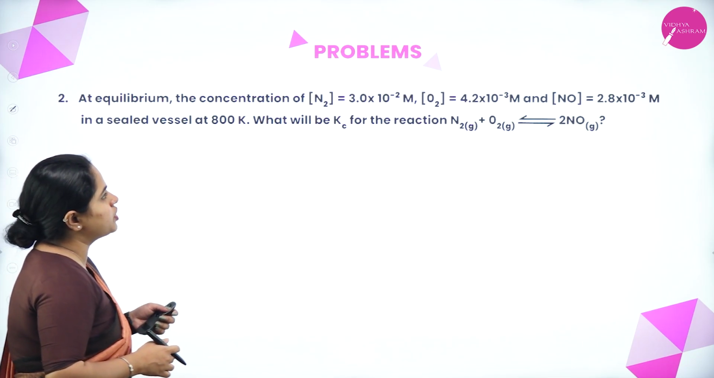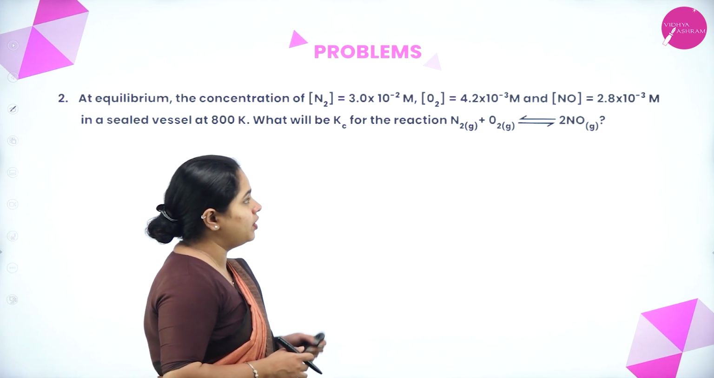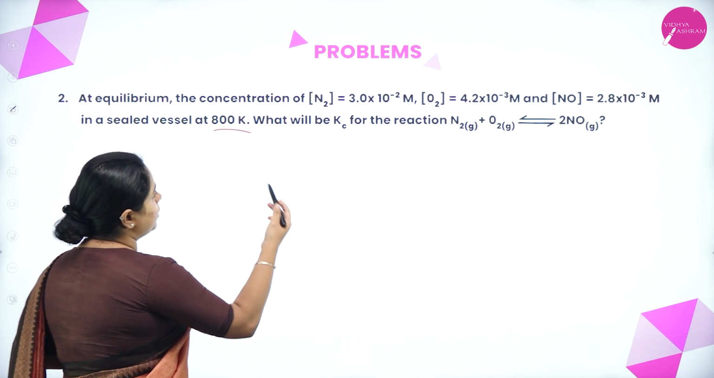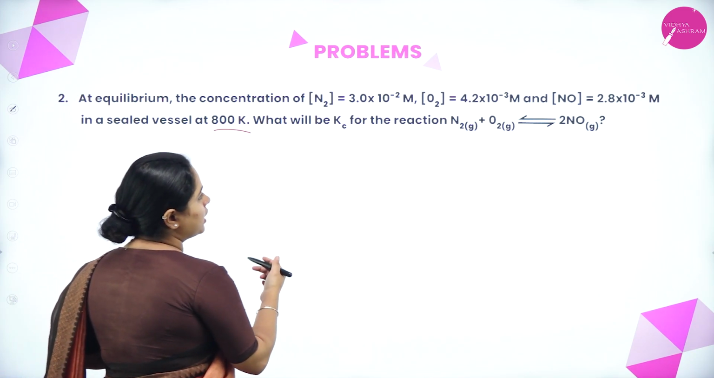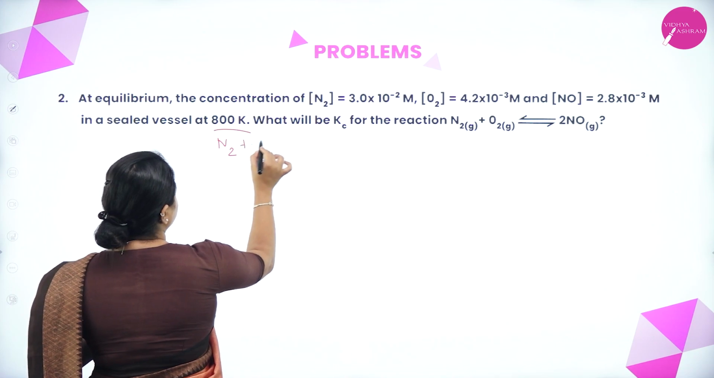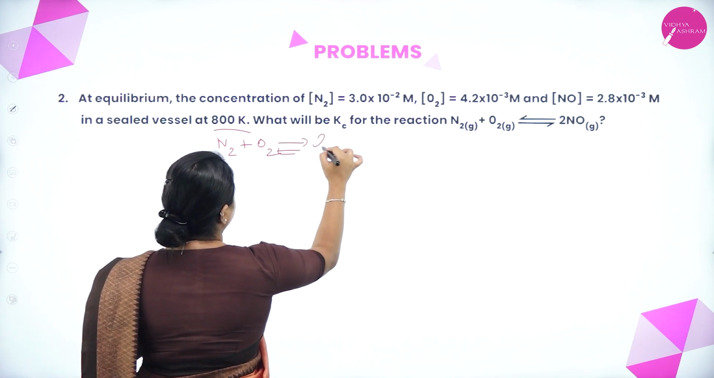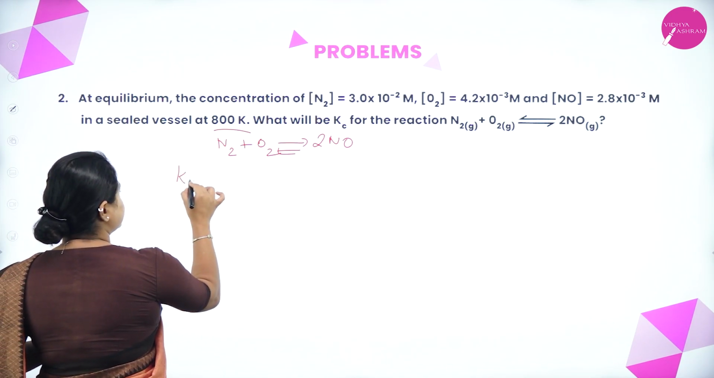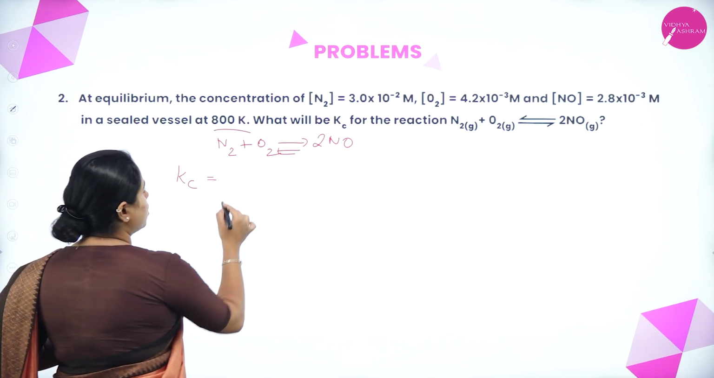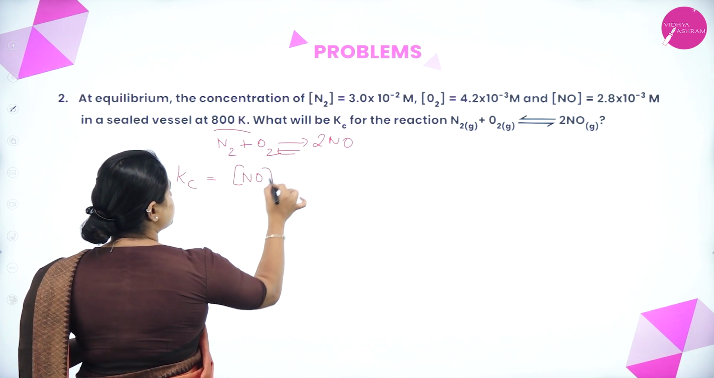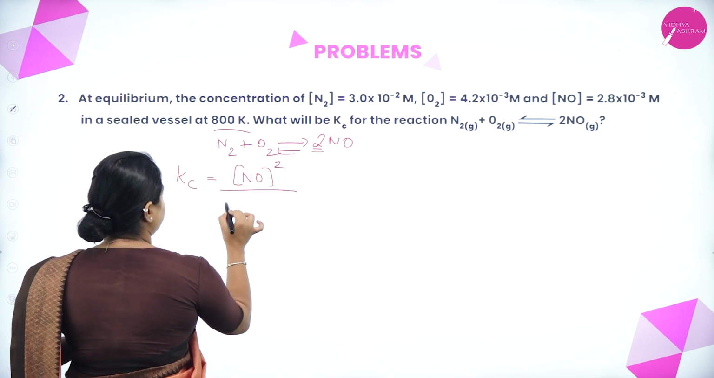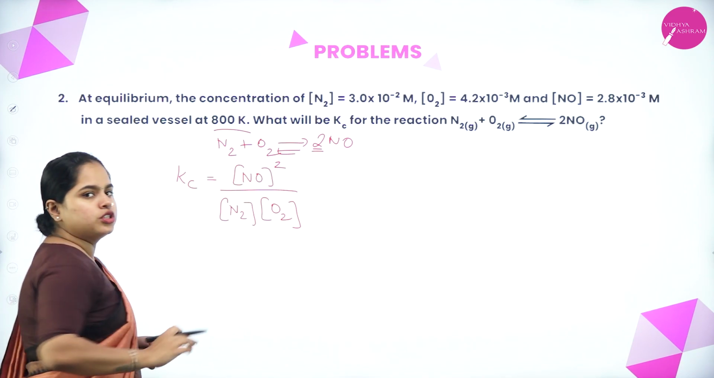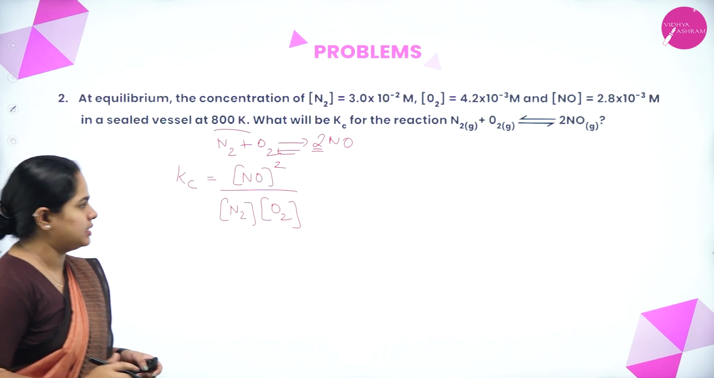At equilibrium, the concentration of nitrogen is given, oxygen is given, and nitrogen oxide is given in a sealed vessel at 800 Kelvin. What will be the Kc for the reaction? Here the reaction is already given, N2 plus O2 giving 2NO. This is already a balanced reaction. We have to calculate Kc. What is the molar concentration of NO raised to the power 2, divided by nitrogen concentration into oxygen concentration? As there are no stoichiometric coefficients here, we'll leave it as it is.